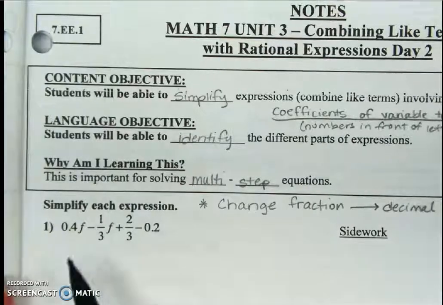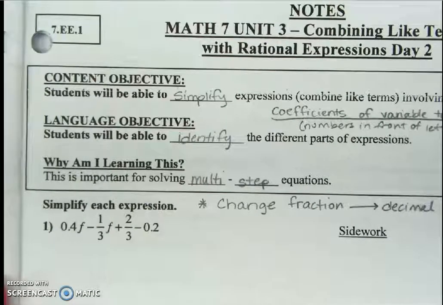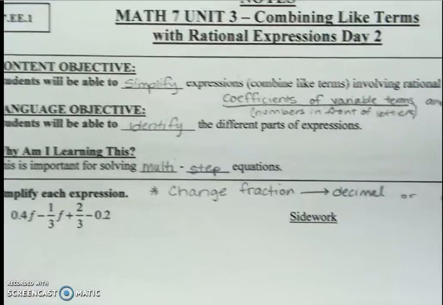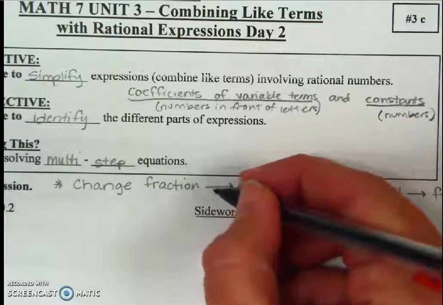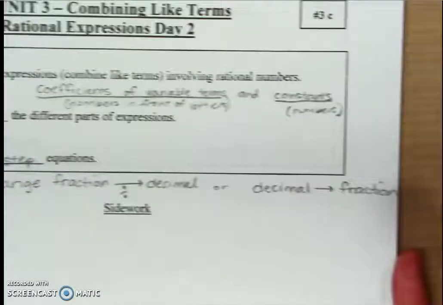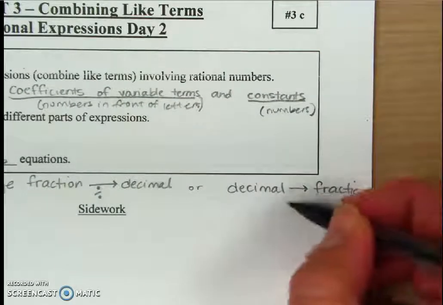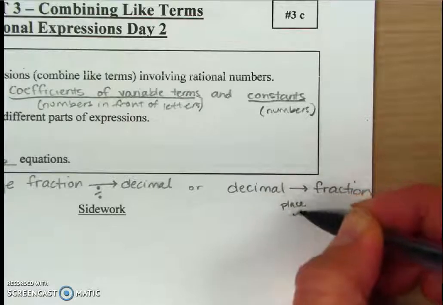It's just that this time some of them will be decimals and some of them will be fractions. So remember, you're either going to want to change the fraction to a decimal by dividing or change a decimal to a fraction with place value. All right, so let's look at our first example.